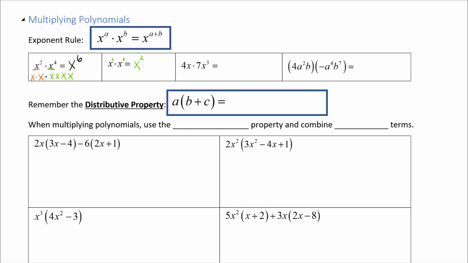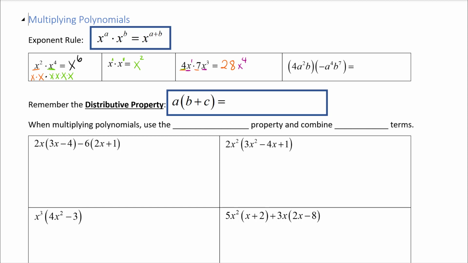Now the next one has 4x times 7x cubed. So the 4 times the 7, that's going to get us 28. Now we're going to do the x's. x to the invisible 1 times x to the 3, that gets you x to the, add the exponents, 1 plus 3, and get 4. So 28x^4.